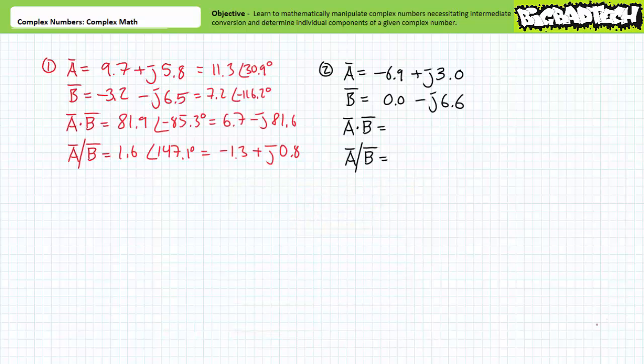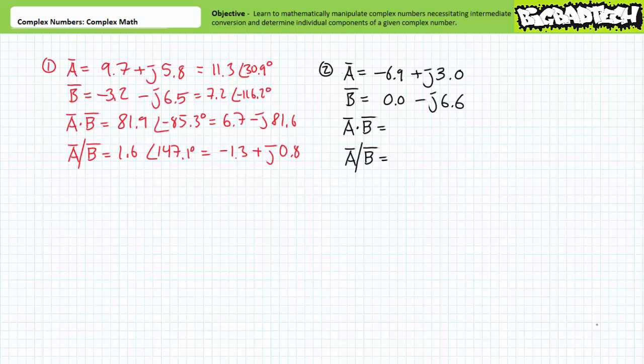For our first example problem, A expressed using polar format is 11.3 at an angle of 30.9 degrees. B expressed using polar format is 7.2 at an angle of negative 116.2 degrees. When we multiply A times B, it yields 81.9 at an angle of negative 85.3 degrees. Converting this result to rectangular yields 6.7 minus j81.6.